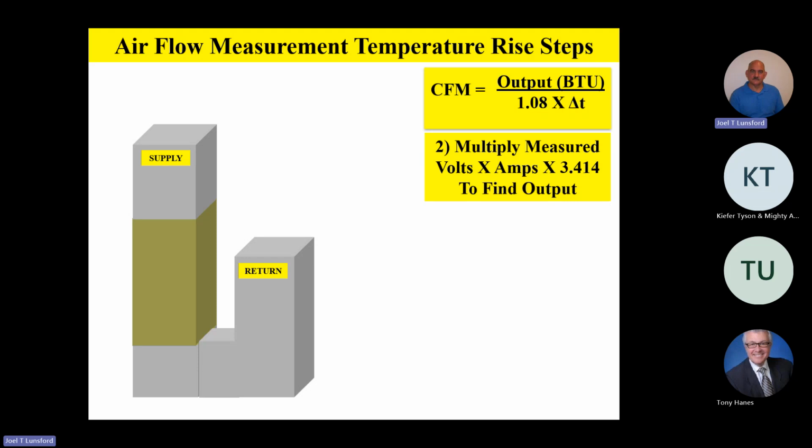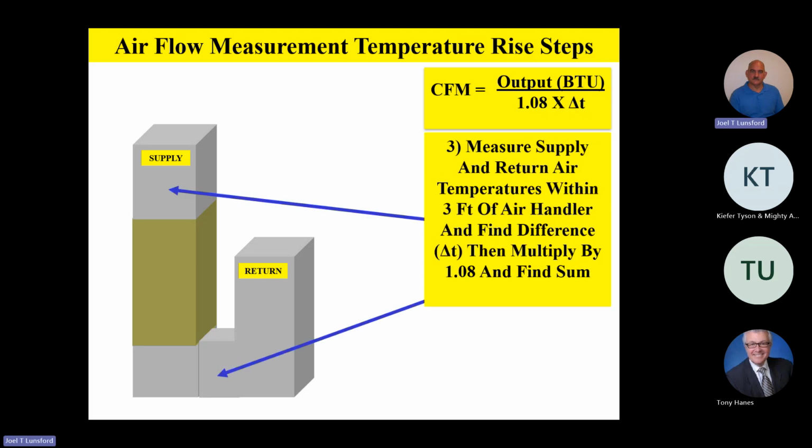Step number 2, we're going to take the voltage and the amperage with the unit running on the heat strips. We go to the disconnect on the indoor unit, and with the heat strips energized, we measure the volts and the amps with the heat strips on and the motor running on the selected speed tap. Then we multiply the volts times the amps times a mathematical constant of 3.414 to find the output portion of the formula for BTUs. So that's how you convert: amps times volts times 3.414 equals the BTU output of that unit with the heat strips on.